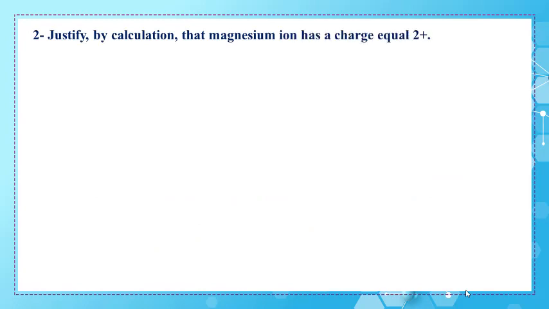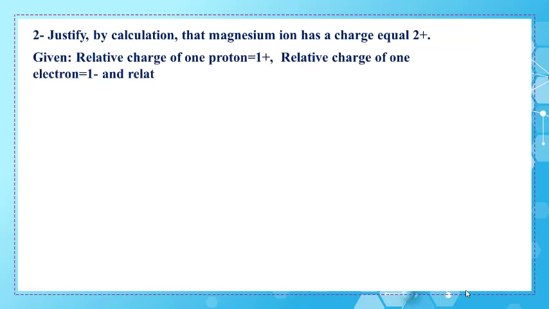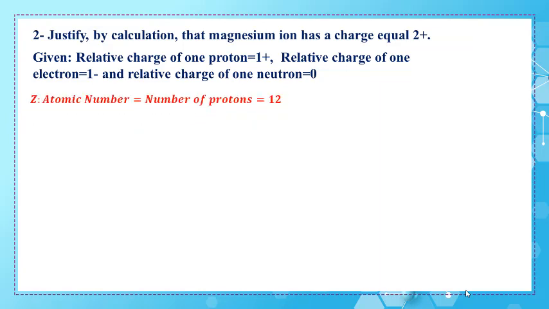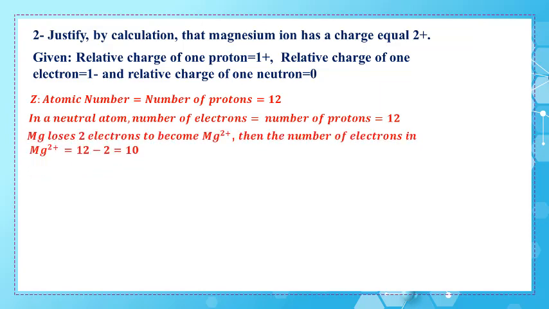In part 2, justify by calculation that magnesium ion has a charge equal to 2 plus. Given that the relative charge of 1 proton is 1 plus, the relative charge of 1 electron is 1 minus, and the relative charge of 1 neutron is 0. The atomic number is equal to the number of protons, which is equal to 12. In a neutral atom, the number of electrons is equal to the number of protons, which equals 12. But magnesium loses 2 electrons to become magnesium ion. So the number of electrons in magnesium ion is 12 minus 2 equals 10.